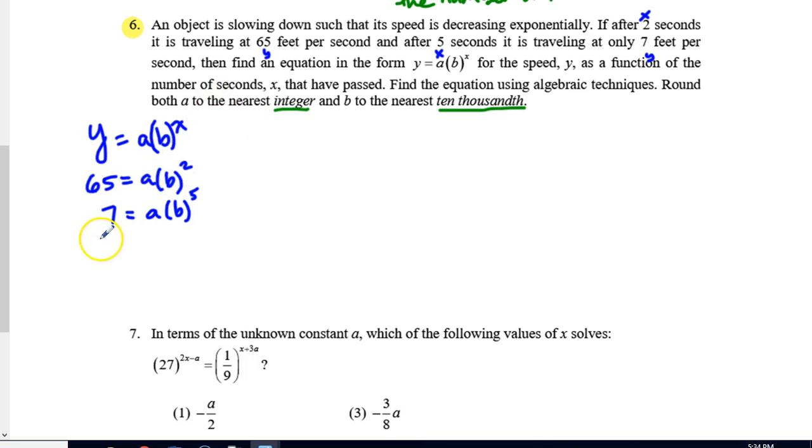All right, so hopefully you worked those out and you did some division. You might wonder, well, which one do you put on the numerator and which one are you dividing by? I prefer for the b's exponent to be a positive number. So I'm going to put the 7 equals a times b to the 5th and divide that by the other equation.